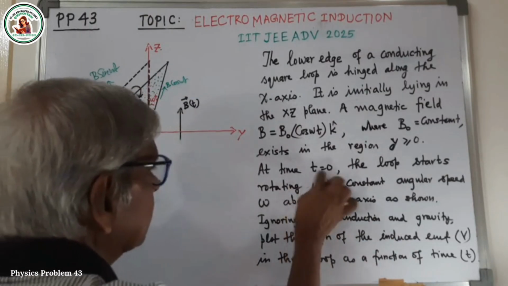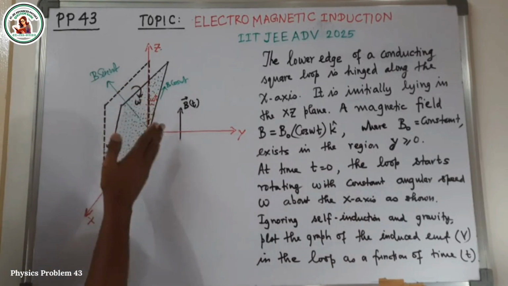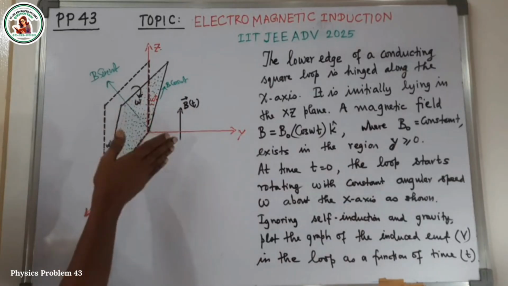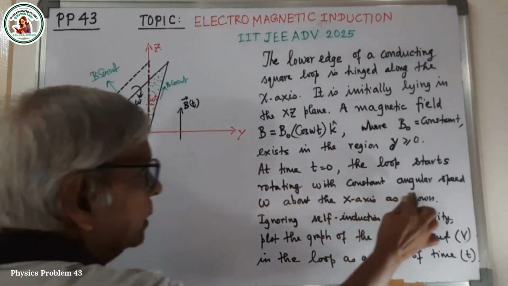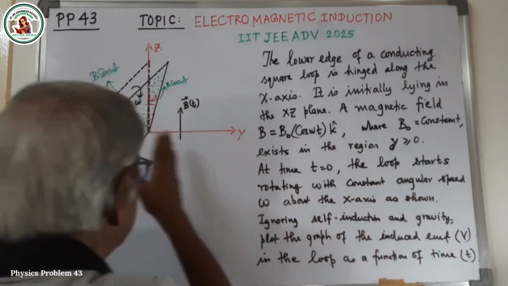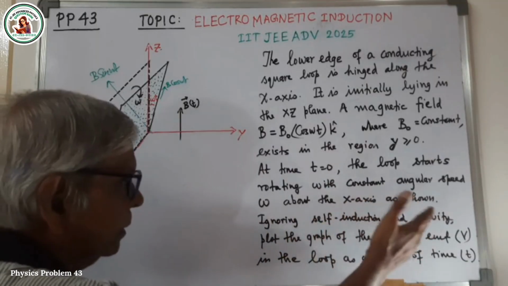At a certain instant, the loop starts to rotate. As you look from here, it is a clockwise rotation. Omega is the angular speed, about the x-axis. We ignore self-induction and gravity.